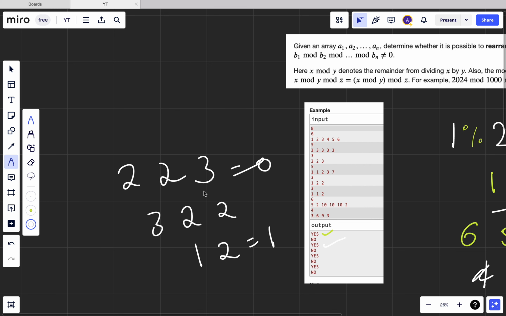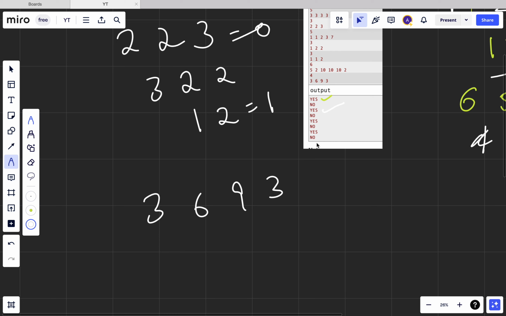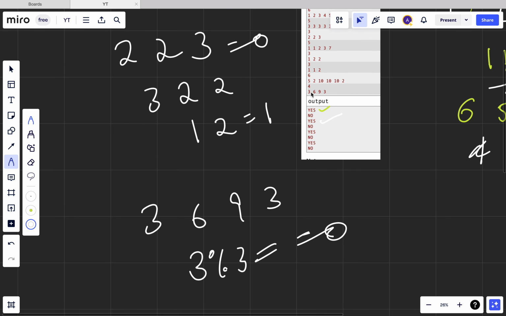So there exists a sequence for 2, 2, 3 that gives a non-zero result. Now we'll try 3, 6, 9, 3. What happens? 3 mod 6 is 3, 3 mod 9 is 3, 3 mod 3 is 0. So they are telling us that whatever permutation you take, you cannot get a non-zero answer. The remainder will always be 0.